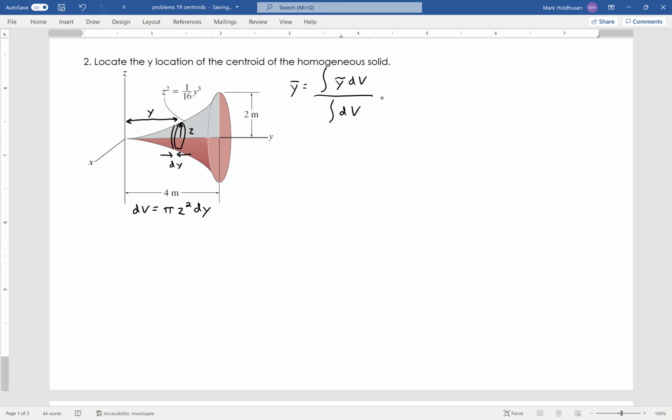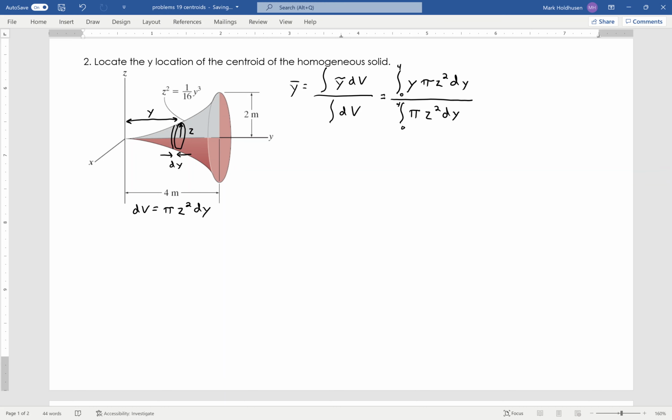So using that, I just come up here and I get y times pi z squared dy. And then on the denominator, I just get pi z squared dy. I'm going to integrate this ultimately with respect to y, so my limits of integration are along the y-axis from 0 to 4. So that'll be on both of these, okay? And of course, I need to get rid of that z because I need everything in terms of y.